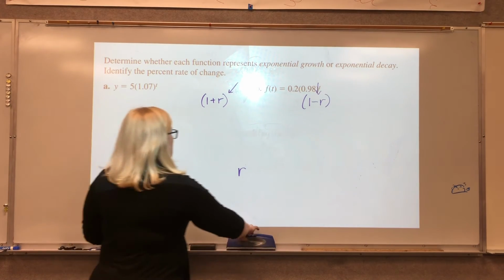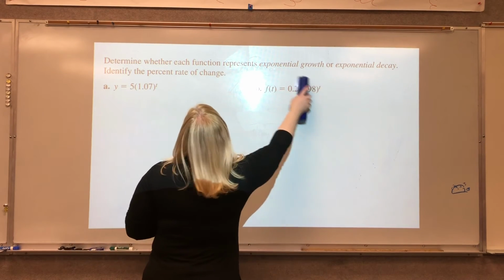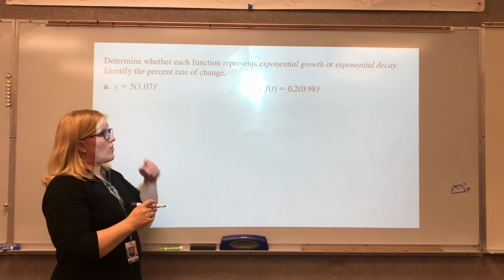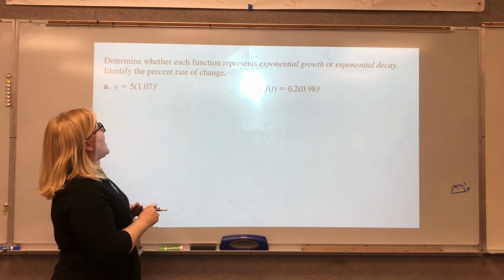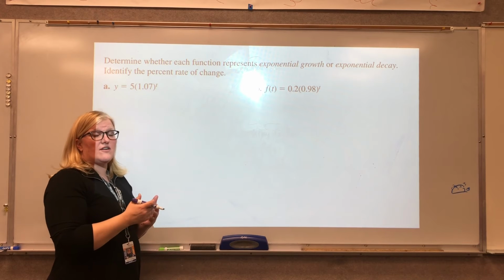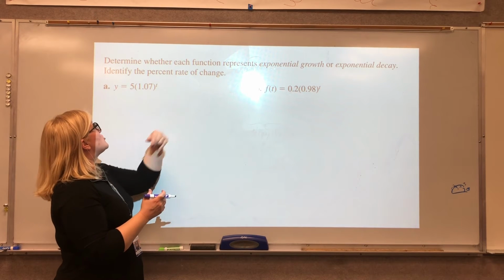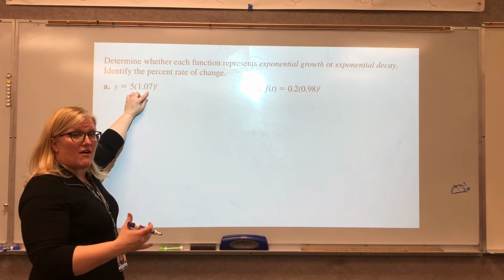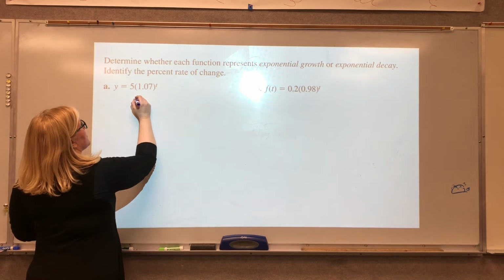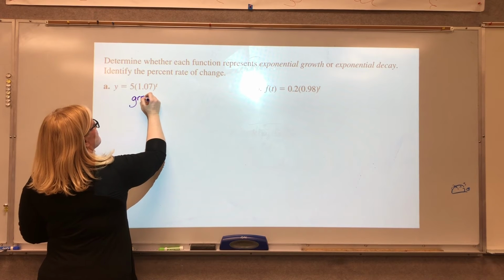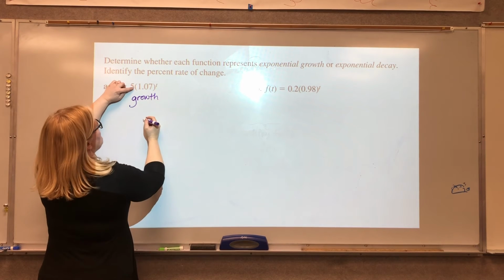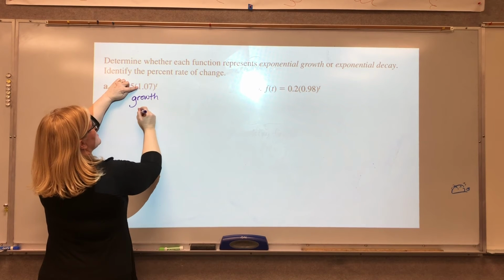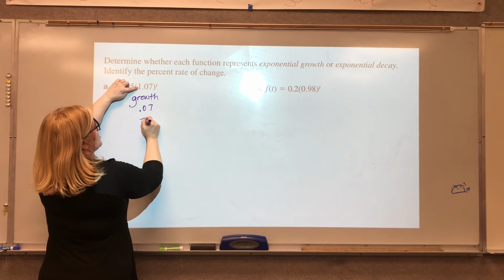Okay, so let's look at this. It says determine whether each function represents exponential growth or exponential decay, and identify the percent rate of change. Okay, so we've got 1.07 here. It's above 1. So this is exponential growth. And remember, it's 1 plus my rate. So this is 0.07, which is 7%.